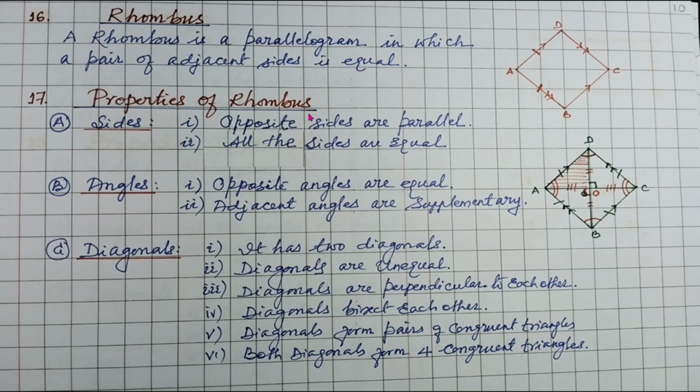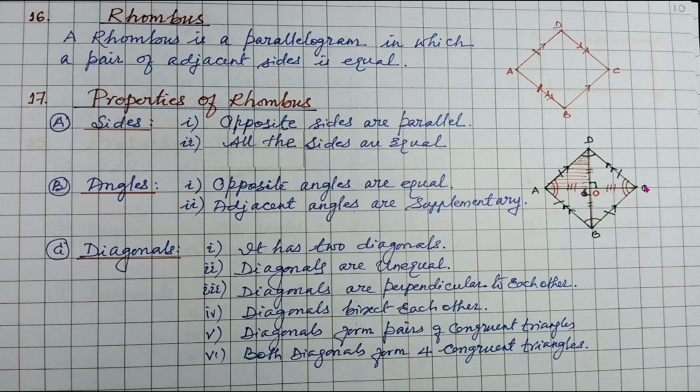Now properties of rhombus in terms of sides, the opposite sides are parallel. The opposite sides are parallel in a rhombus like a parallelogram, and the difference is all the sides are equal in a rhombus. Remember that. The opposite sides are parallel and all the sides are equal in a rhombus. In terms of angles, opposite angles are equal.